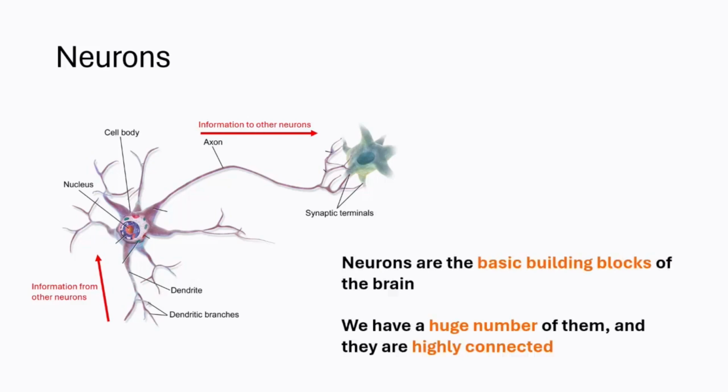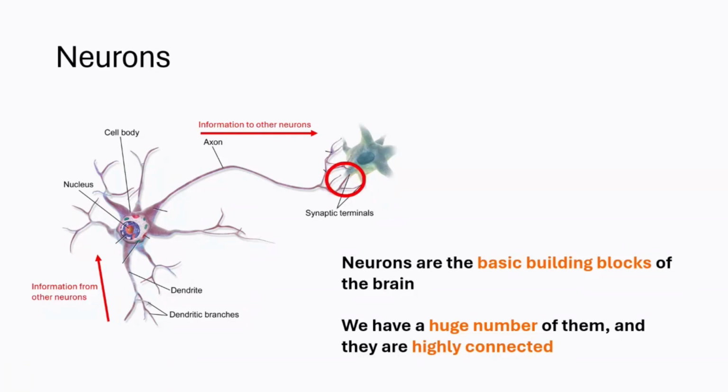Now, neurons are the basic building blocks of the brain. We have a huge number of them, about 200 billion in the brain, which is almost impossible to fathom. And on average, each of these is connected to about 7,000 other cells. So there's a huge amount of neurons and connectivity between them inside the brain.